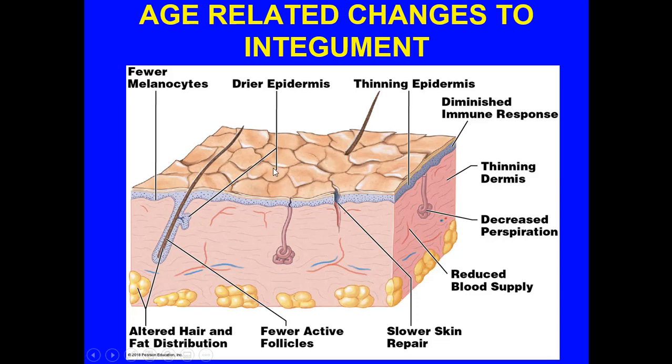They'll have a drier epidermis, a thinning epidermis. As a result, they will also have a diminished immune response. The dermis itself will be thinned. They will also have decreased perspiration, a reduced blood supply. Now think about this: diminished immune response, thinning dermis, reduced blood supply means that you're going to have slower skin repair if you have injuries. You'll also have fewer active follicles, so the hair produced in that area of the tissue is going to be diminished. You will also have altered hair and fat distribution.